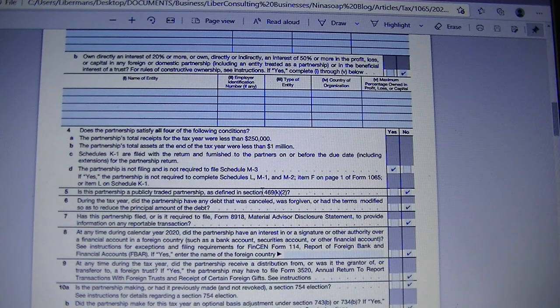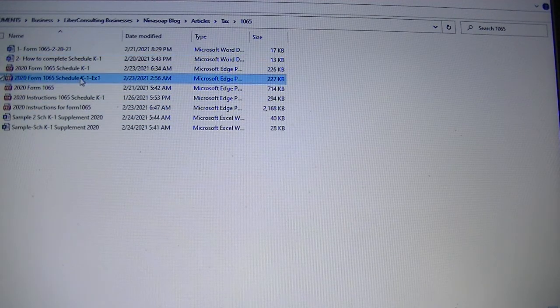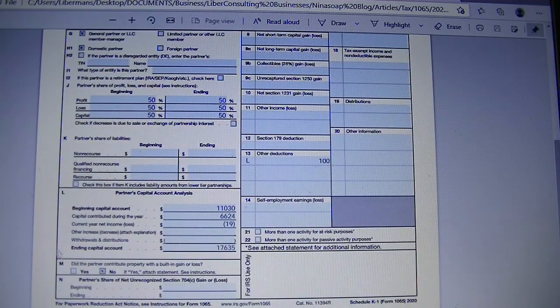Therefore, you are not required to complete Schedules M-1 and M-2 at the end of the form on page 5, item F on page 1 of 1065, or item L on Schedule K-1. Let's see if you have Schedule K-1 open here. We can just go and look for it. And Schedule K-1, item L. Even though Schedule K-1, item L may not be required depending on your gross revenue, you could add it if you want to track the partners' capital account analysis.